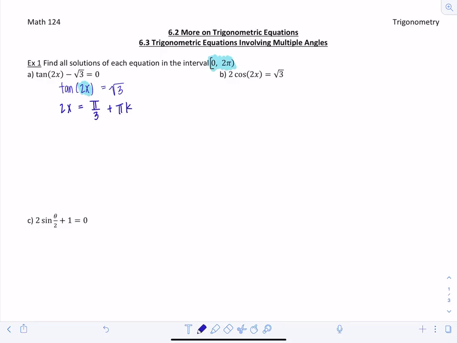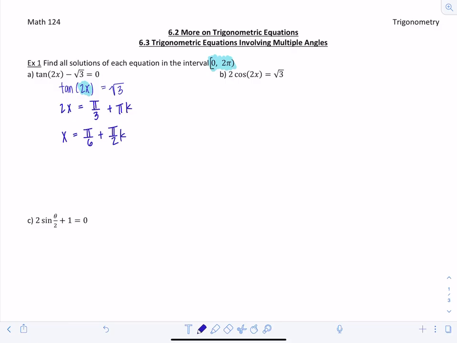Since the period on tangent is pi, and so at pi over 3 as well as 4 pi over 3, so on and so forth, I'm going to have solutions to this equation. Now you might say, but wait a minute, it's only asking for solutions from 0 to 2 pi. We're going to get there in just a second. So now I'm going to isolate x. I'm going to divide the whole equation through by 2. So then that means x would equal pi over 3 divided by 2 is going to become pi over 6. Plus, and then dividing pi k by 2, I have pi over 2 times k.